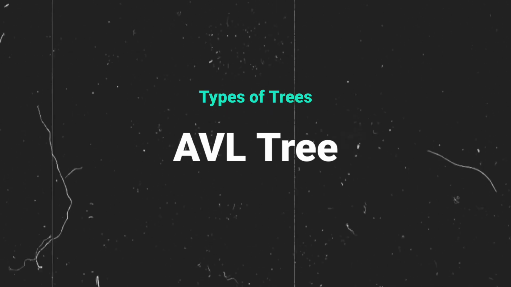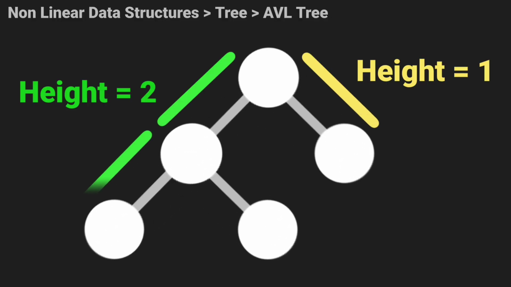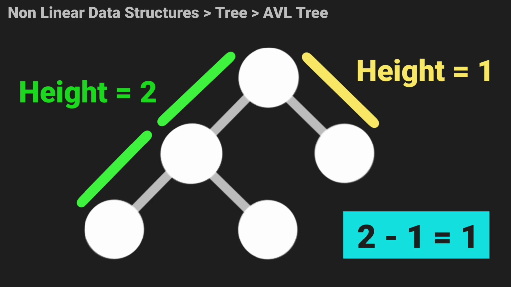AVL tree. AVL tree is a self-balancing binary search tree where the difference in height between the left and the right subtrees of any node is at most 1. AVL trees automatically balance themselves after insertion or deletion, ensuring optimal search time. They are a refined version of binary search trees for better efficiency.